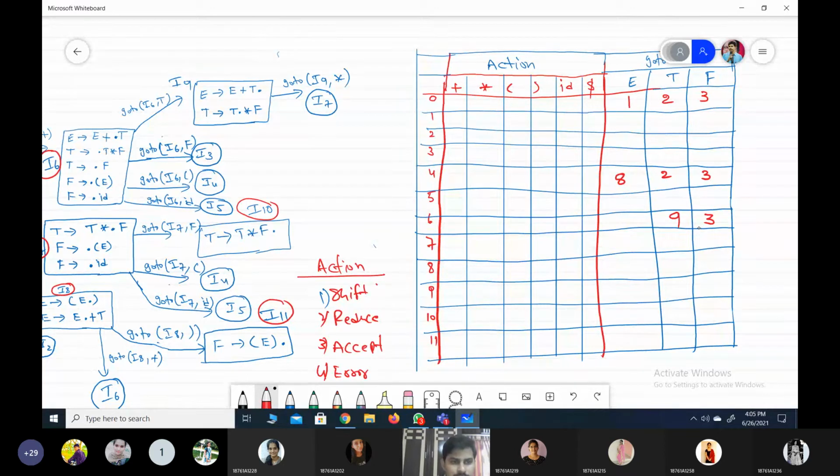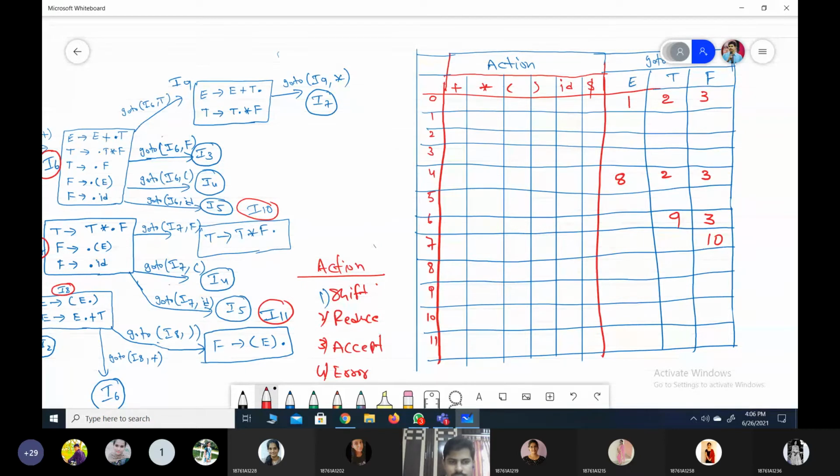Then the seventh row, I mean I7. On I7, any non-terminals? F, sir. I7 on F tells about which state? I10. State number 10. And any alphabets or non-terminals? We don't have. Okay. Then I7 is over.